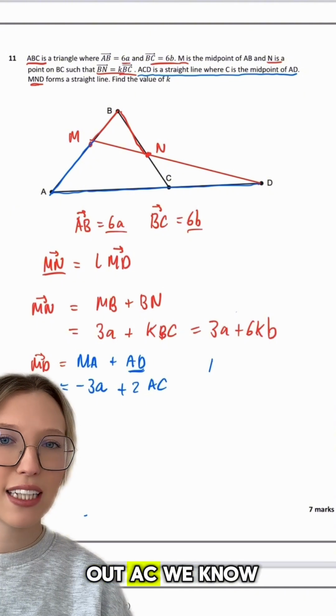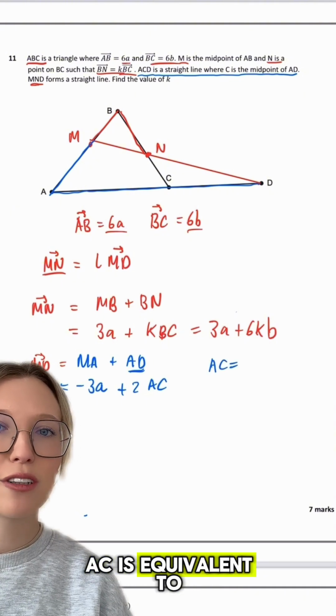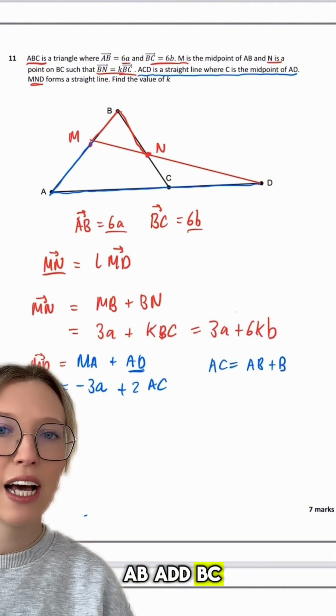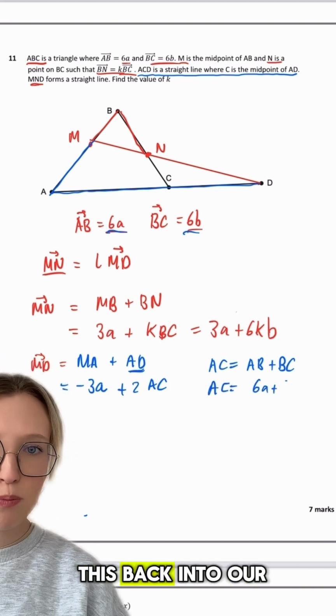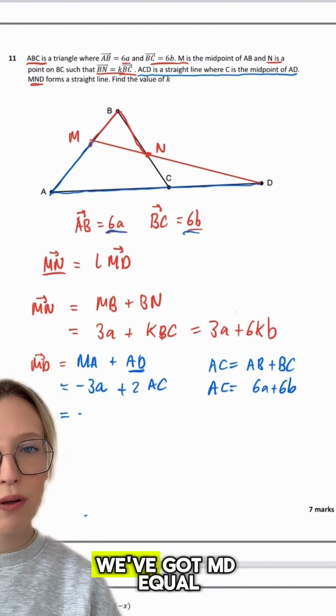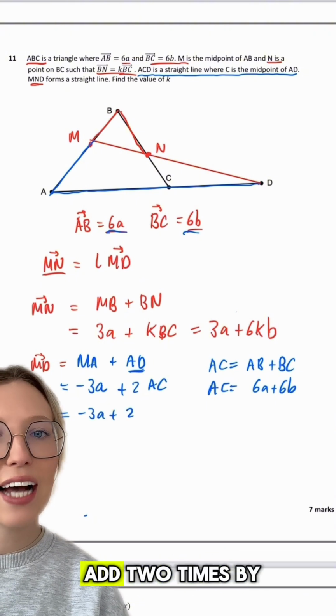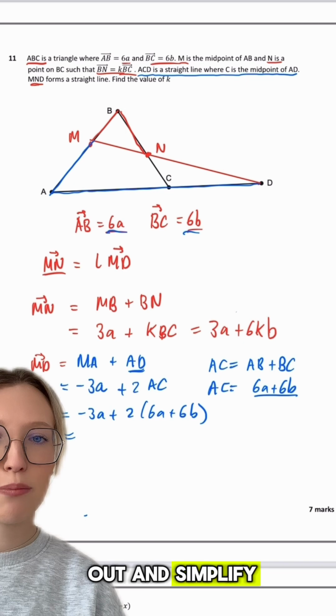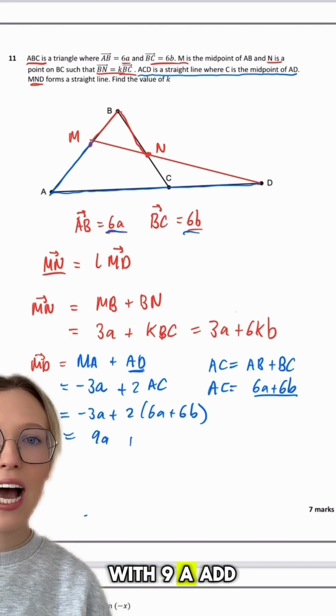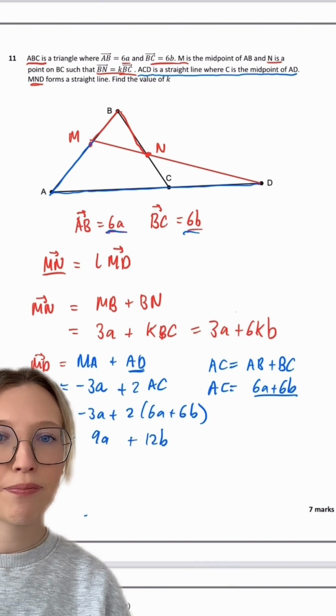Now we can work out AC. We know AC is equivalent to AB add BC, and that's equal to 6a add 6b. So if we plug this back into our MD over here, we've got MD equal to minus 3a add 2 times our 6a add 6b. If we expand this out and simplify, we're going to be left with 9a add 12b.